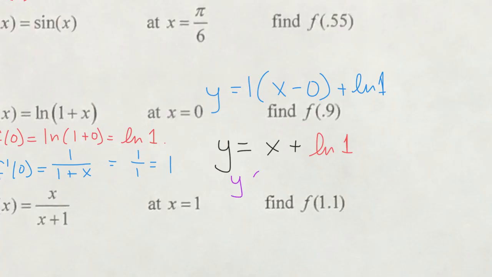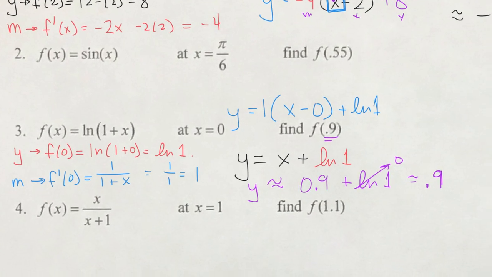So y is approximately, 0.9, right? That's our new x that we're trying to find. What is the y value when x is 0.9? Plus the natural log of 1. And the natural log of 1 is 0, so it's approximately 0.9.